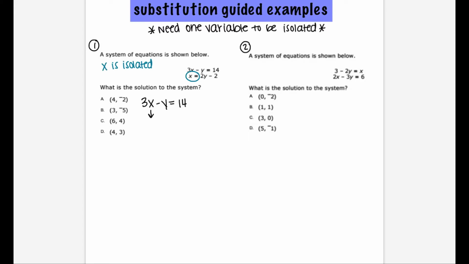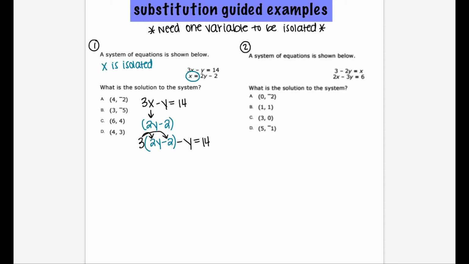Okay, so in this equation we have 3x minus y equals 14, but we already know that x is equal to 2y minus 2. And I'm putting that in parentheses because we're about to plug it in. So we're going to rewrite 3 times, instead of x, we're putting 2y minus 2 because x is equal to 2y minus 2. And we're finishing writing the rest of that equation.